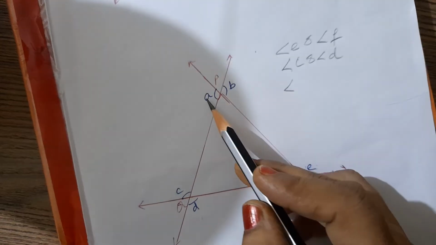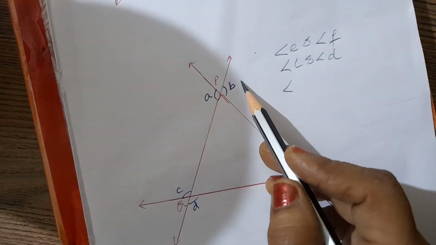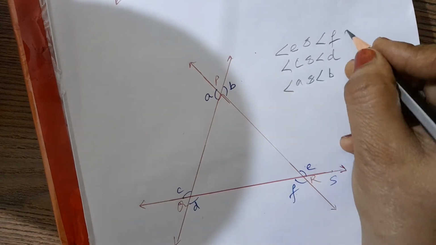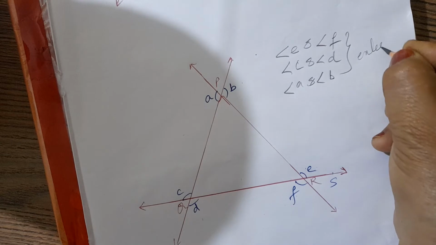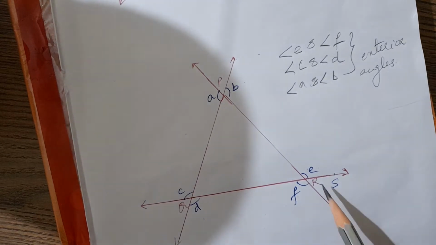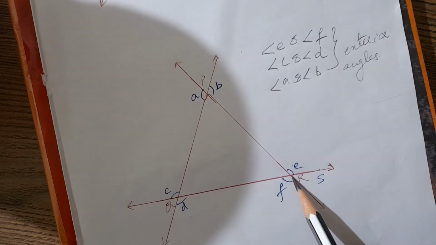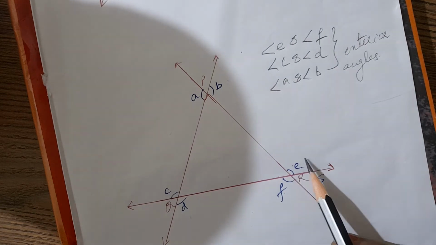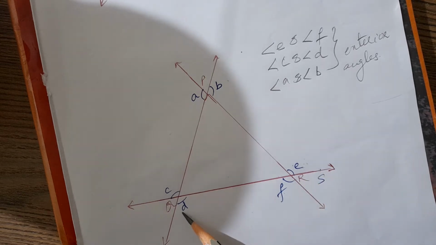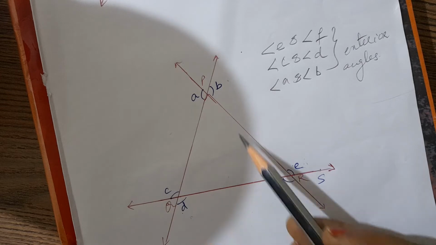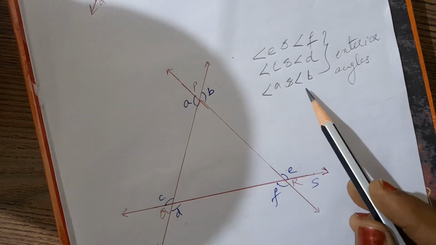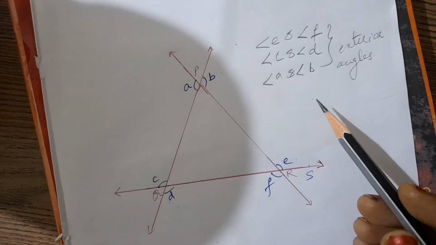And next we can see angle A and vertically opposite to A is B. So angle A and angle B are also exterior angles. These are all exterior angles. That means, children, at one vertex, that is vertex R, we are getting two exterior angles. At every vertex we have two exterior angles. So in a triangle there will be 6 in total. How many exterior angles? 6 exterior angles we will get.